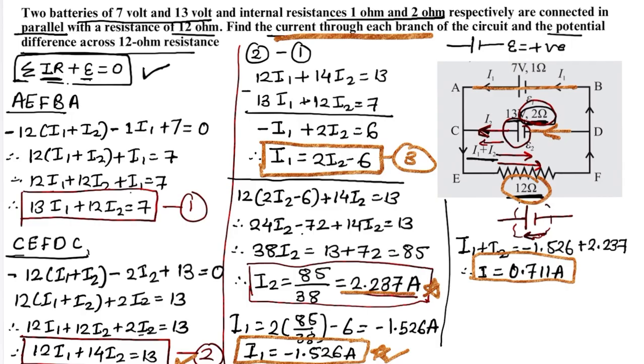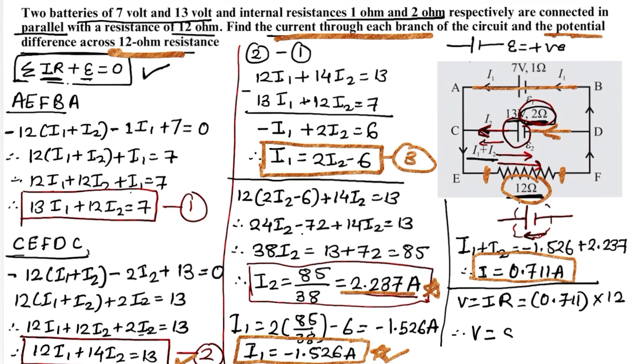This is the value of current which is flowing throughout the circuit. What next we have to find? We have to find the potential difference across the 12 ohm resistance. What will be the potential difference across its two terminals? Which formula we can use? By using Ohm's law, that is V is equals to IR. The value of current that we got is 0.711 ampere, and the value of resistance is 12 ohms. Therefore, the potential difference across the 12 ohm resistance will be 8.532 volt.